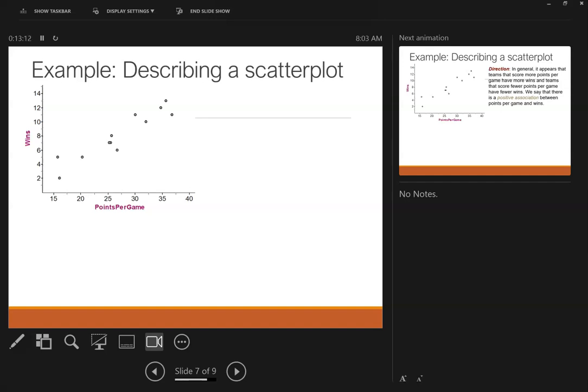Do we see any outliers? This guy maybe, but even he's not really that far away from the general trend. If I try to draw a line so all the points are equally close to each other, even this guy's not that far away from that line. So I'd suspect there's probably not any outliers. That's always okay to say.